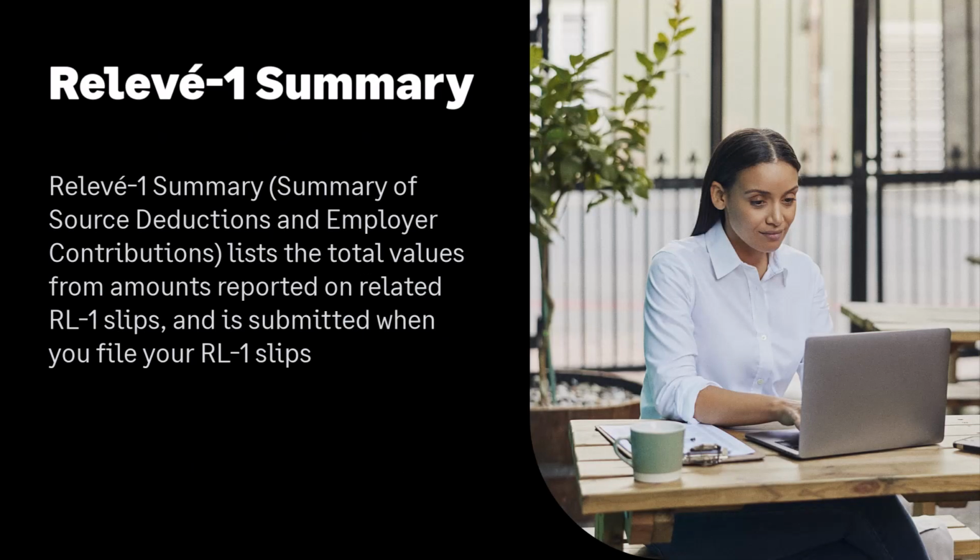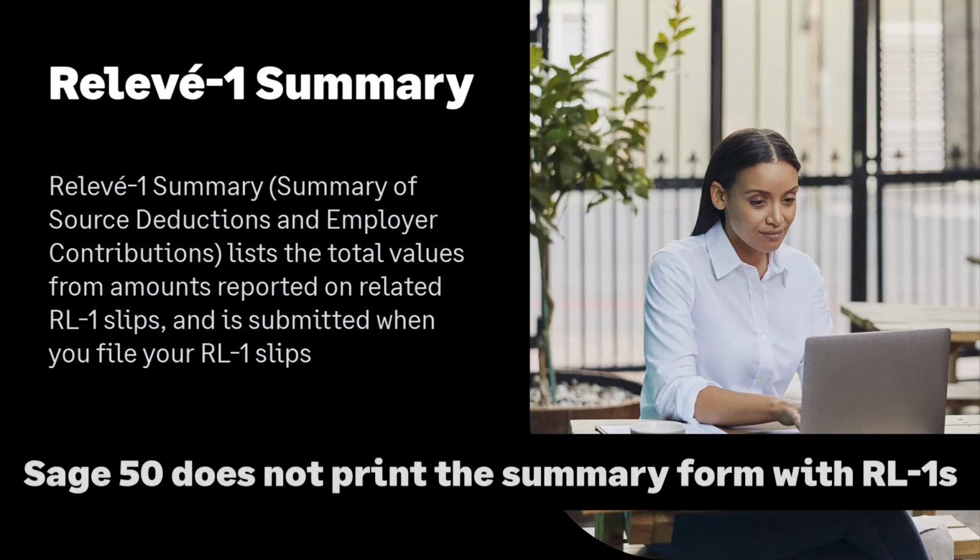An RL1 summary, or the summary of source deductions and employer contributions, lists the total values from amounts reported on related RL1 slips, and is submitted when you file your RL1 slips. Sage 50 does not print this summary form with your RL1 slips.